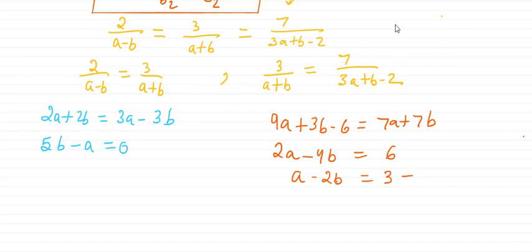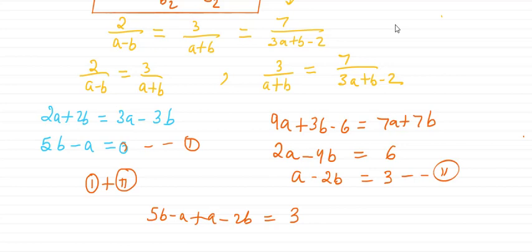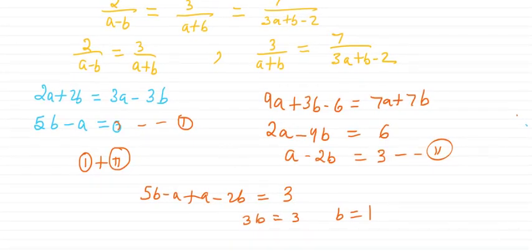So this is your equation number 2. Now you can solve these two equations to get the values of a and b. You can add these two equations 1 and 2, and a will cancel, so you will just get b. Adding 1 and 2, you will get 5b minus a plus a minus 2b equals 3. So a will cancel, and you'll get 3b equals 3, so b will be 1, and your a will be 5. A is 5b, so you put the value of b here, so a will be 5. So from this we got the values of a and b: a is 5 and b is 1. That's your answer.